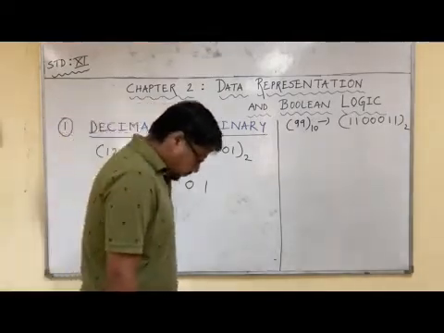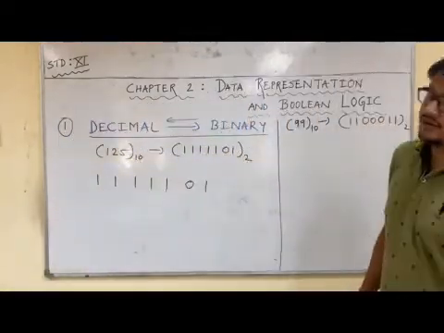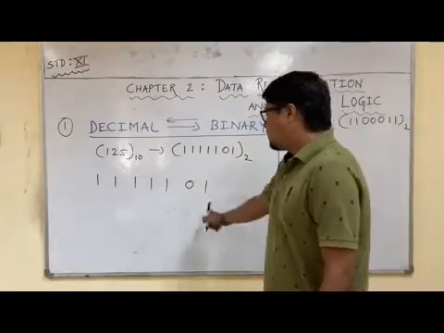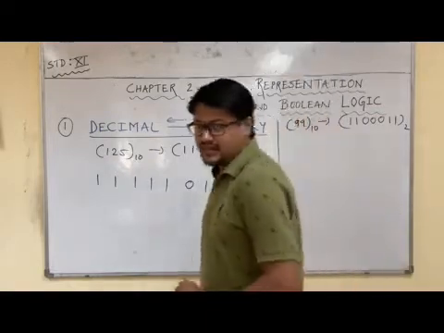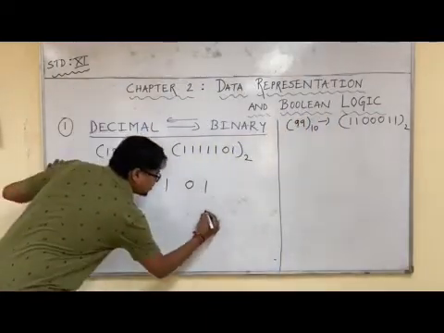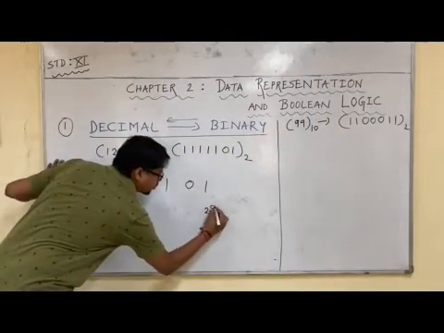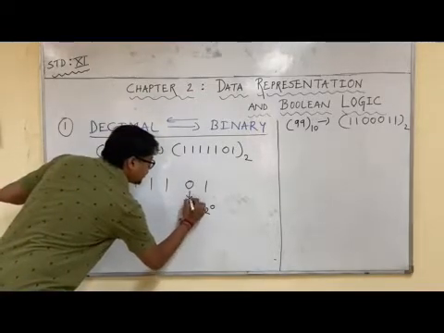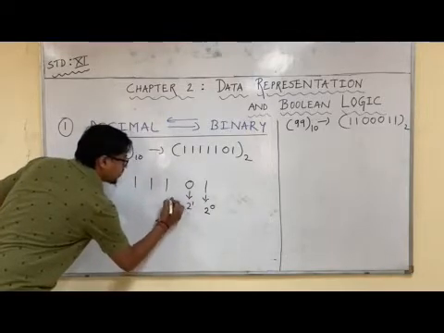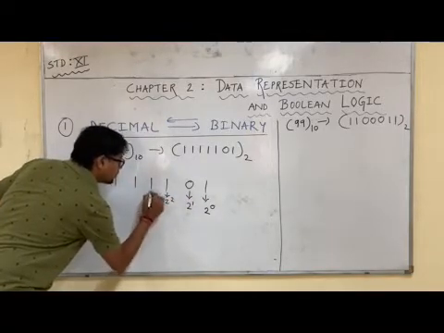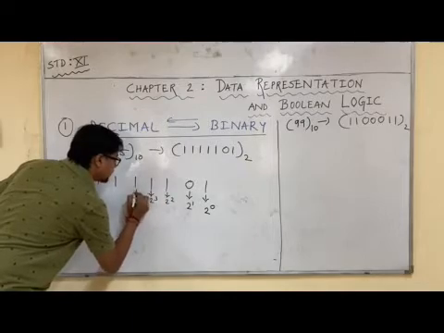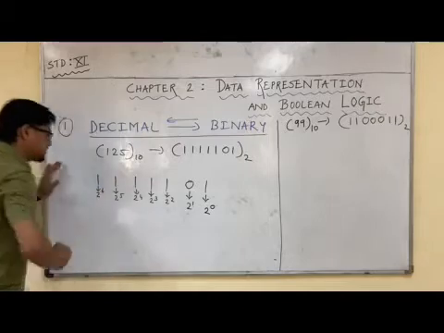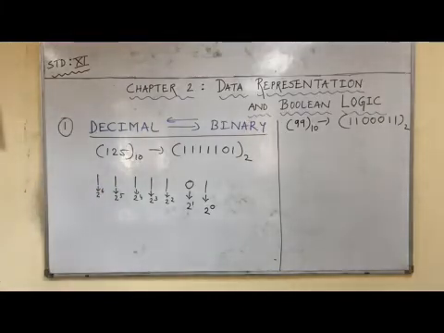Now there is a very simple technique for converting binary to decimal. First of all I will write something like this. Just pay attention. This number will be represented as 2 to the power 0. This will be represented as 2 to the power 1, 2 square, 2 cube, 2 to the power 4, 2 to the power 5 and 2 to the power 6. I think this much is understandable by you.